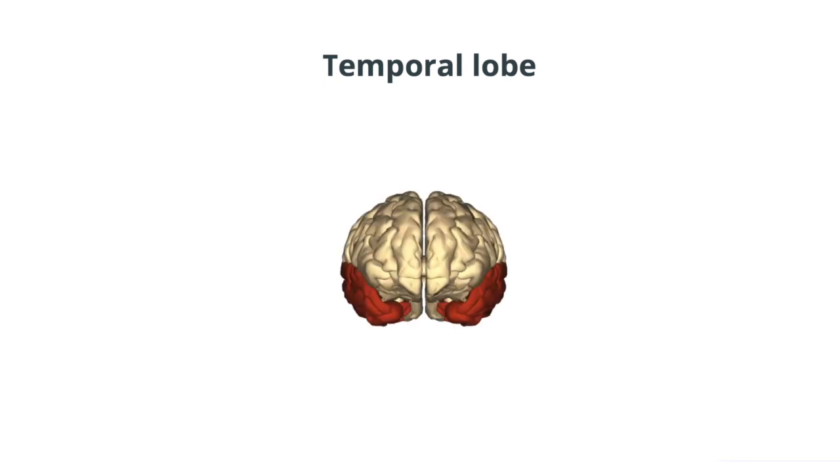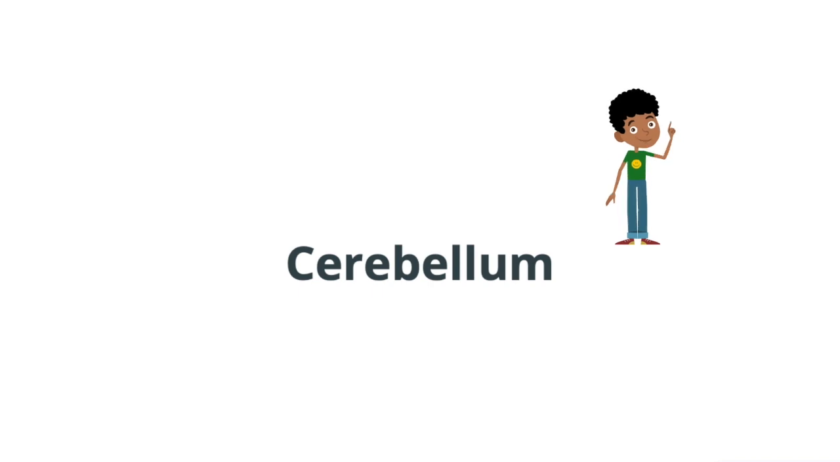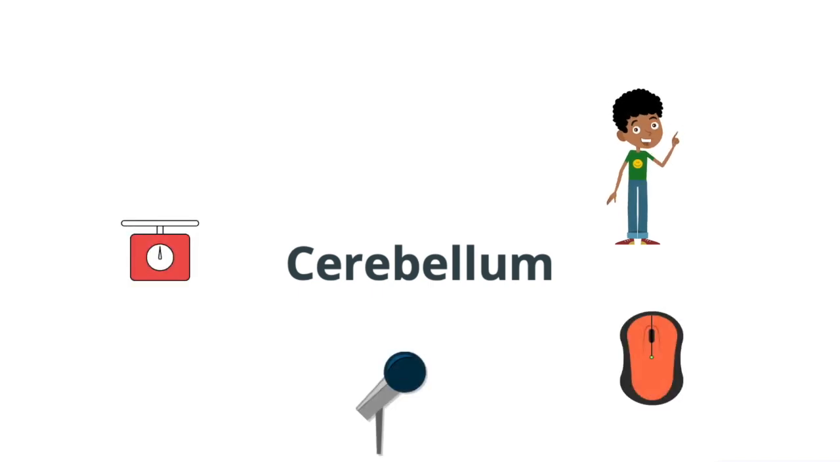Finally, the temporal lobe, which is found at the bottom of the cerebrum, is involved in vision, memory, sensory input, language, emotion, and comprehension. Now let's move on to the cerebellum. The cerebellum is responsible for posture, balance, coordination, and speech.